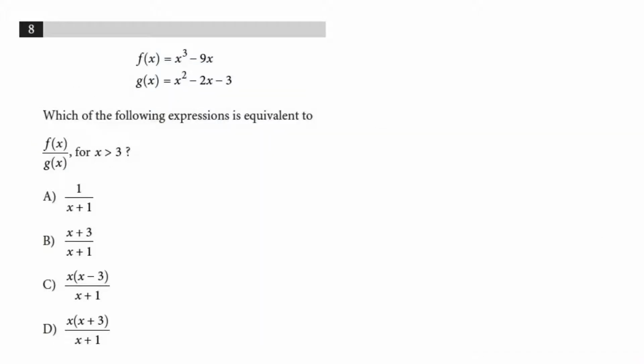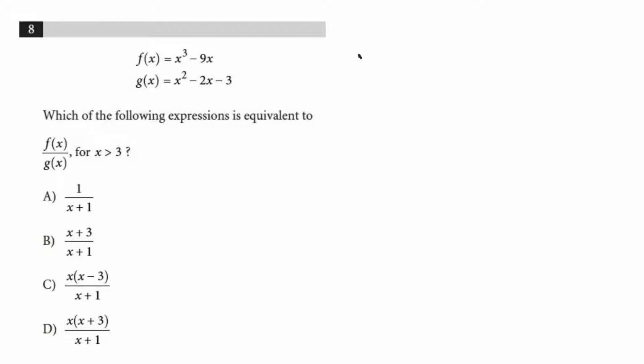Number 8. Okay, we get a cubic and a quadratic. Which of the following expressions is equivalent to f of x over g of x for x greater than 3? So f of x over g of x. So that is going to be, now let's just divide. Okay, so actually we might be able to factor. I'm just going to write this out here.